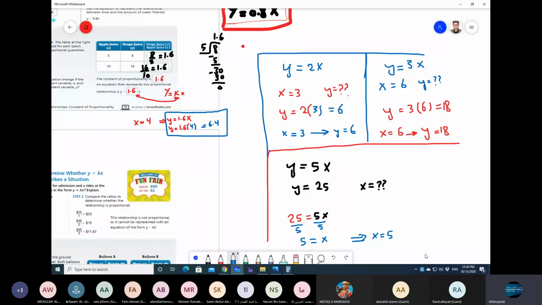Okay, then the equation that represents the proportional relationship is y equals kx. If I give you the value of x, you can give me the value of y, or if I give you the value of y, you can give me the value of x. If you have any question about this subject, please tell me. It's very important to know how to find the value of x or the value of y that's given to you.